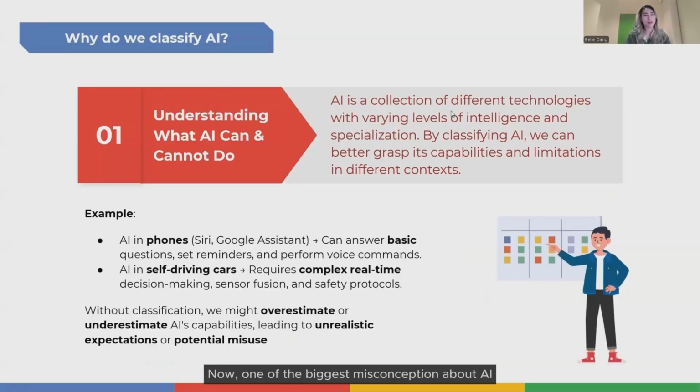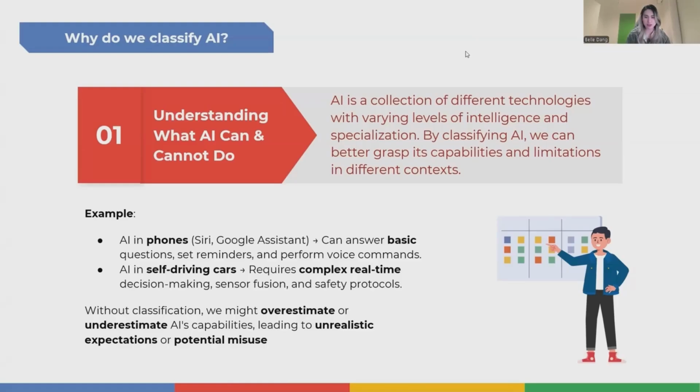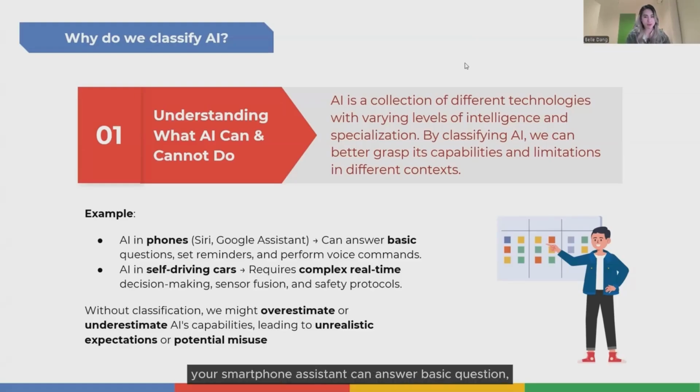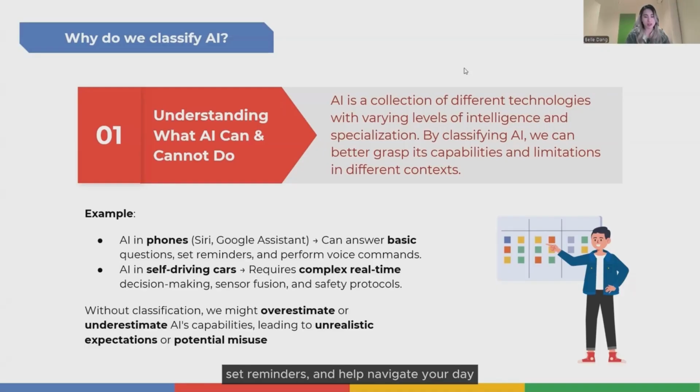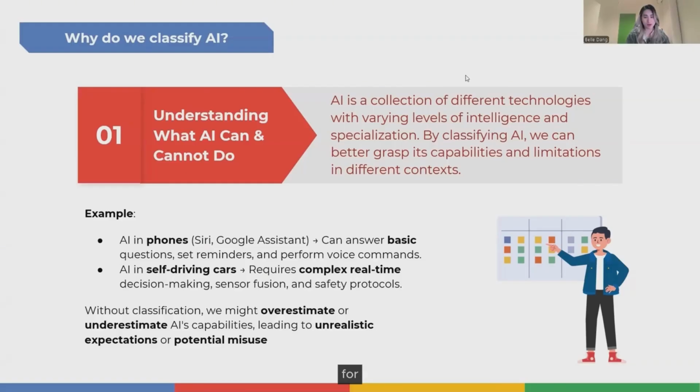Now, one of the biggest misconceptions about AI is that it can do everything, but that's not true. By classifying AI, we can better understand its strengths and limitations. AI is really a collection of different technologies, each designed with a particular level of intelligence and specialization. For example, your smartphone assistant can answer basic questions, set reminders, and help navigate your day, but it doesn't think independently. You have to tell it when to set the reminder for.